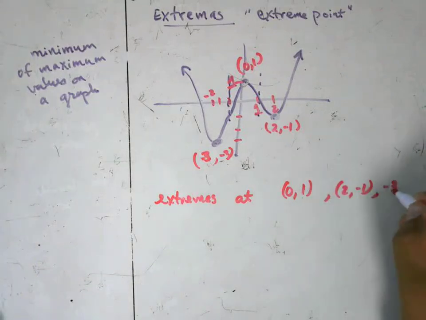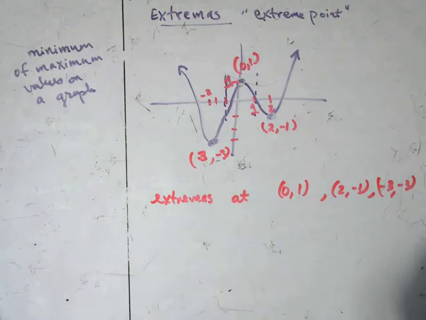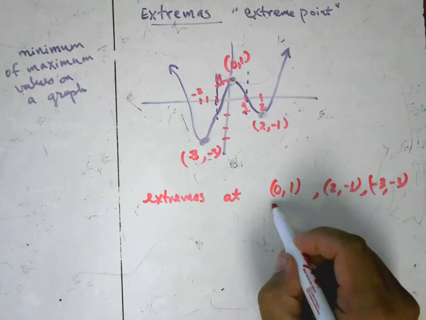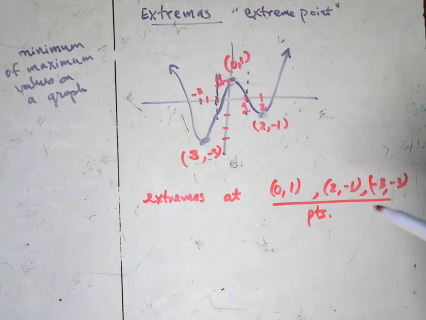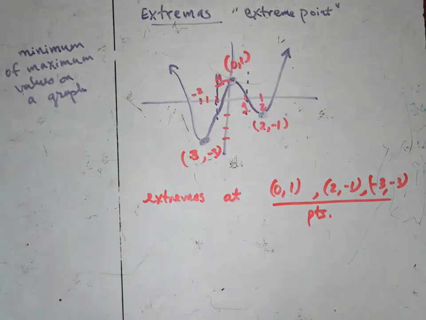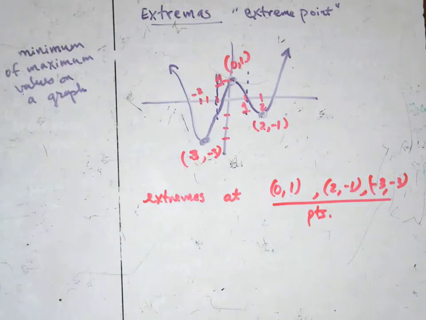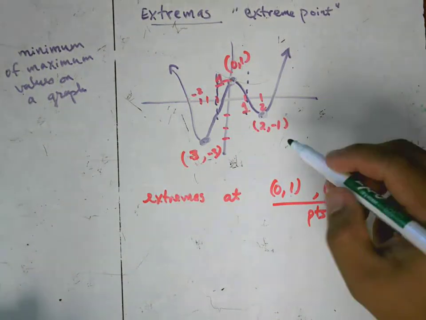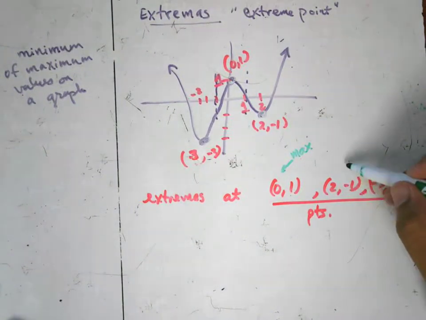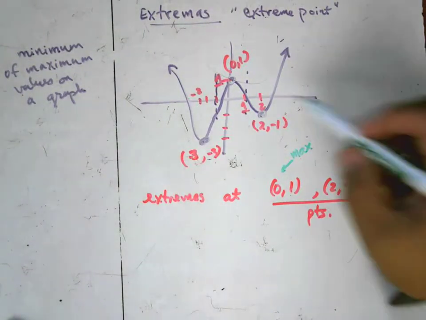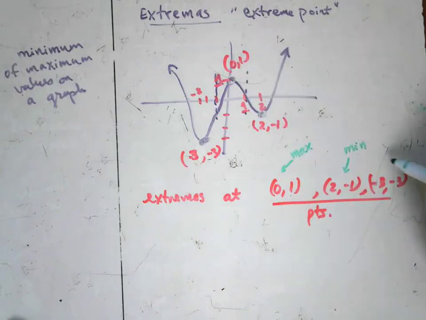And we have to be careful with the notation here because these are points. These are specific points, not intervals. We've seen parentheses like this before. Sometimes they refer to points, other times they refer to intervals on a graph. In this case, we're talking about points. And we can be more specific than just saying there are extrema. At (0, 1), this is a max. At (2, -1), this is a minimum point since it's at the low end of the valley. And at (-3, -3), this is also a minimum point.